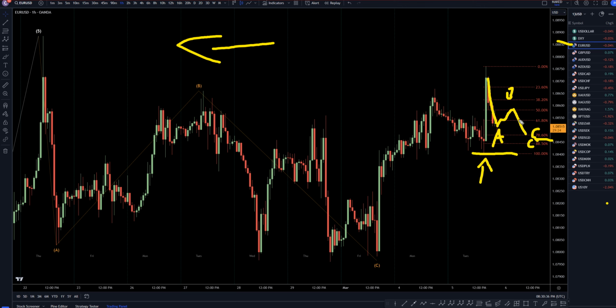But if it does make three waves down, if it does make a nice impulsive engulfing move to the upside at a fib level, I definitely will take it as a long opportunity for the continuation of this uptrend, at least until we have a break of structure to the downside.